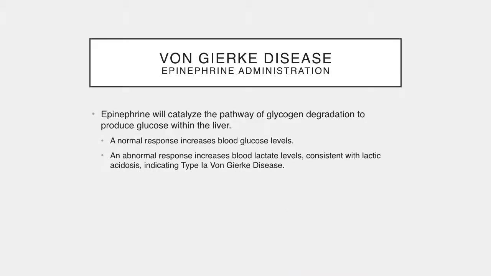Finally, the administration of epinephrine is a telling diagnostic, as epinephrine is an important hormone in the mechanism of glycogen degradation within the liver. If epinephrine is administered, this should catalyze the degradation of glycogen to free glucose. However, it appears that epinephrine administration caused further lactic acidosis, likely indicating the diagnosis of type 1A von Gierke disease for the patient's medical team.